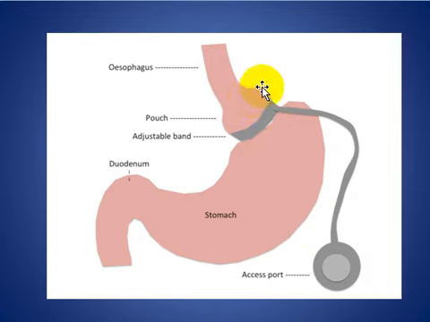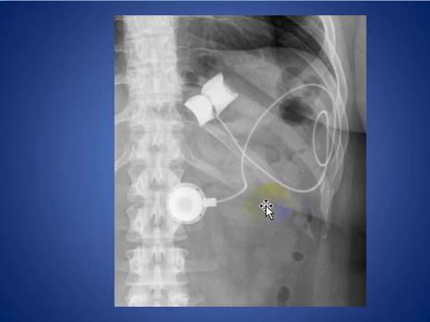Here this is the band, this is the pouch above the band, here this is the esophagus, and this is the access port to adjust the band. And it is a restrictive type of surgery. Here, this is an X-ray with a gastric band, and this is the port, and this is the tube, and it is normal in position.